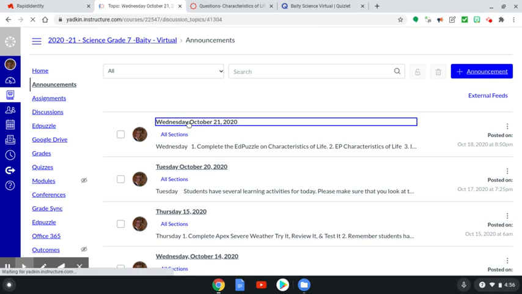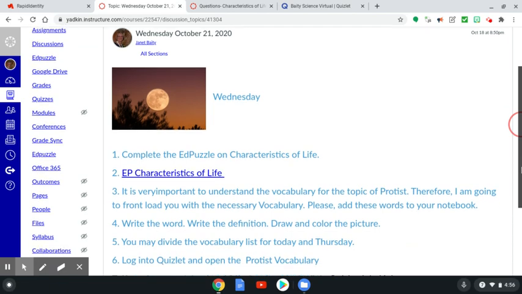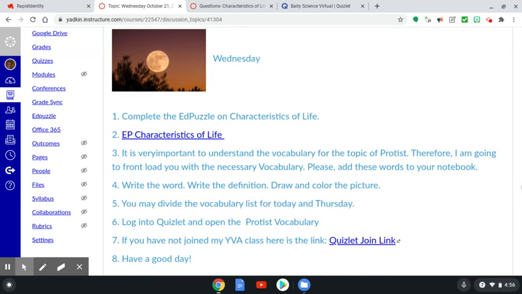All right. So there's going to be an Edpuzzle on the characteristics of life. It's linked right here. It can also be found in your assignments or your to-do list. If I were you and I made a lousy grade, I'd do it again. I think you're able to do that.